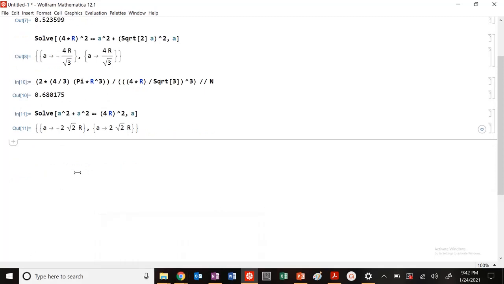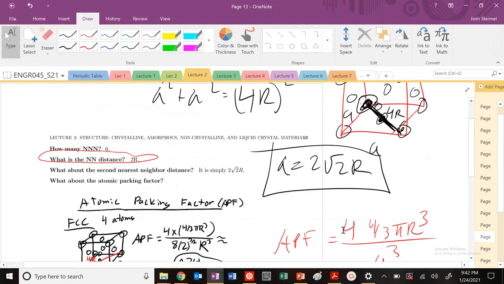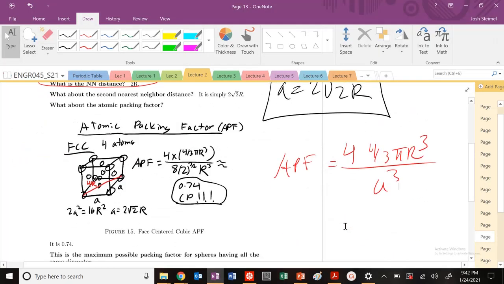So I'm going to go ahead and do 4 times 4/3 times pi times r cubed. Let's put that in parentheses, divided by 2 square root 2 r cubed. And I'm going to put that in parentheses too, just so we don't have any issues. Let's evaluate that numerically, and we get our 0.74 number. So we see that our atomic packing factor number here is 0.74.